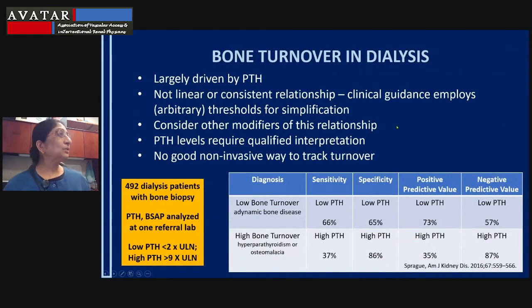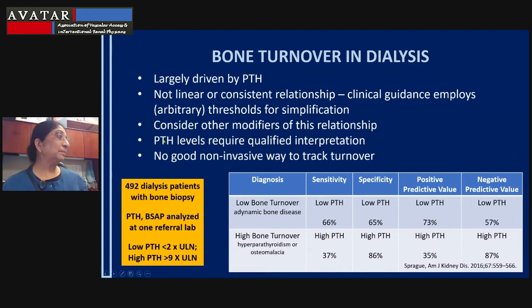So let's come back to our dialysis patients and look at what bone turnover is in them. Bone turnover is largely driven by PTH, as we have discussed. However, the relationship between PTH and bone turnover is neither linear nor consistent. So, all of us would appreciate the fact that clinical guidance employs thresholds, perhaps a bit arbitrary, but it employs thresholds for simplification and for clinical application. Because this relationship is not precise, we have to consider that there are other modifiers of this relationship that may be important in bone turnover in dialysis patients.